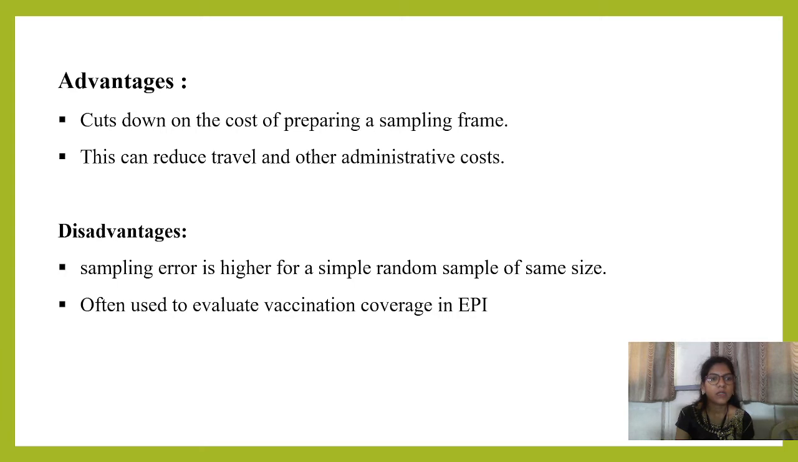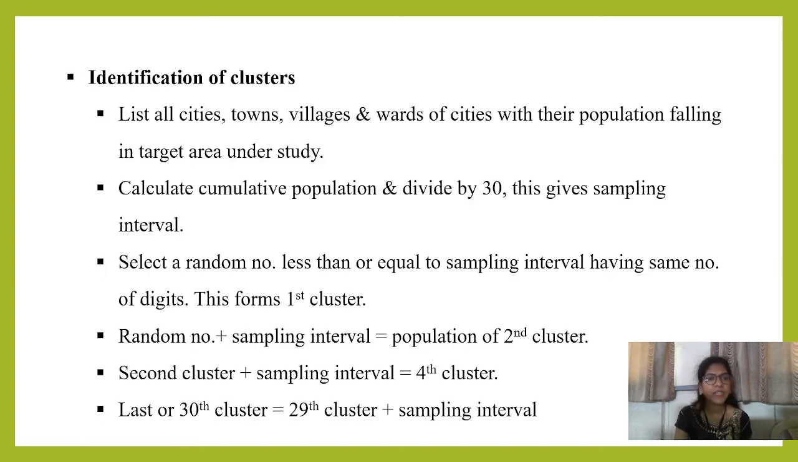Advantages: it cuts down on the cost of preparing a sampling frame. This can reduce travel and other administrative costs. And disadvantages: sampling error is higher than for a simple random sample of the same size. It is often used to evaluate vaccination coverage in EPI.